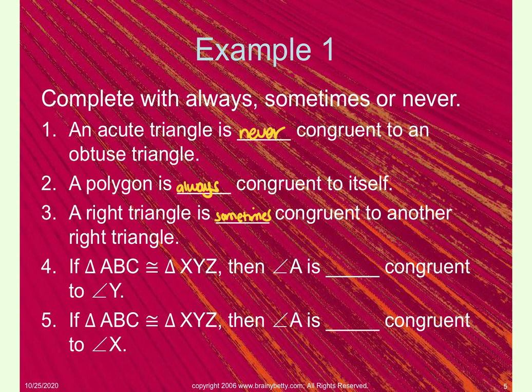4, if triangle ABC is congruent to XYZ, then angle A is blank congruent to angle Y. A is not in the same spot as Y, so it doesn't have to be congruent. But you can have 2 triangles that have 2 angles congruent, which means this is sometimes. Now, if ABC is congruent to XYZ, then A is blank congruent to X. A and X are in the same spot in that name, which means that these always have to be congruent.